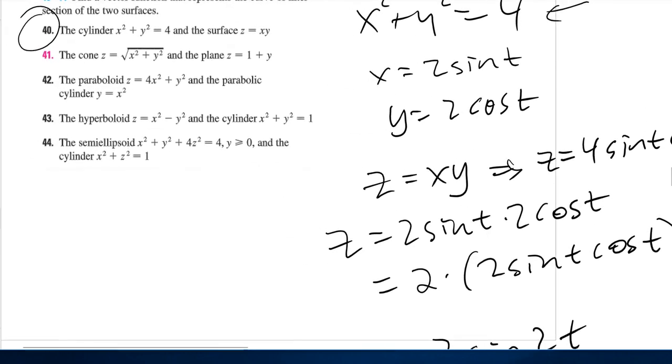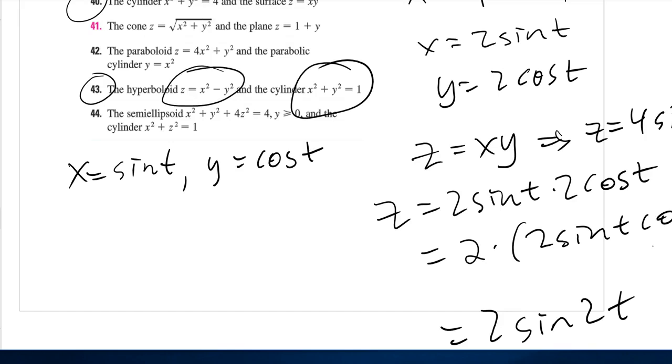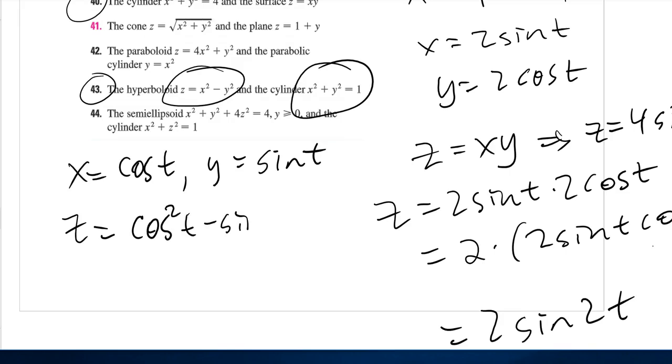So this one here is going to be sine squared plus cosine squared is 1. So you have x equals, so let's look at 43. X equals sine t, y is cosine t. And then it says z is x squared minus y squared. So z is, actually I bet if we flip these around, it doesn't say we can't. It's cosine squared plus sine squared is still 1. So then z is going to be cosine squared of t minus sine squared of t. Well, that's just cosine of 2t. That's why I want to flip it around, because it's obvious.